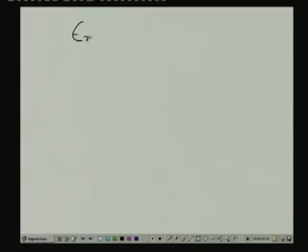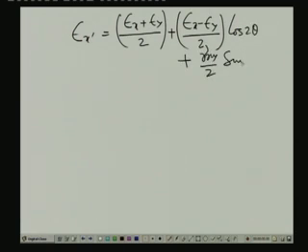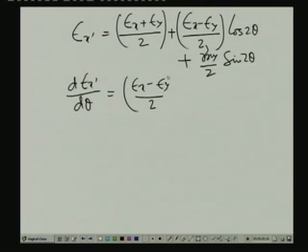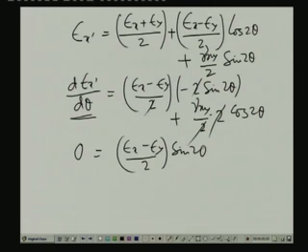Now, epsilon x dashed, as we have noted down, is equal to (epsilon x plus epsilon y)/2 plus (epsilon x minus epsilon y)/2 cos 2 theta plus gamma xy by 2 sin 2 theta. If we take the derivative of this with respect to theta, this is equal to (epsilon x minus epsilon y)/2 times minus 2 sin 2 theta plus gamma xy by 2 times 2 cos 2 theta. This 2 gets cancelled. For maximizing the normal strain, this is equal to 0. So, 0 is equal to minus (epsilon x minus epsilon y)/2 sin 2 theta plus gamma xy cos 2 theta.